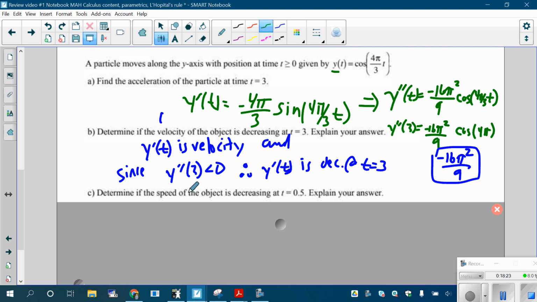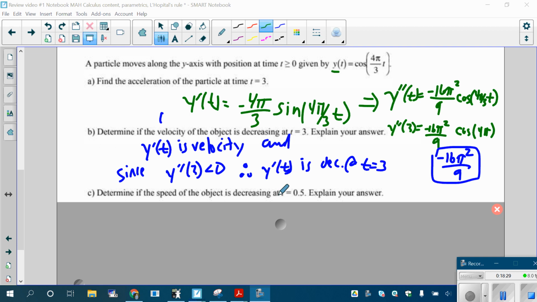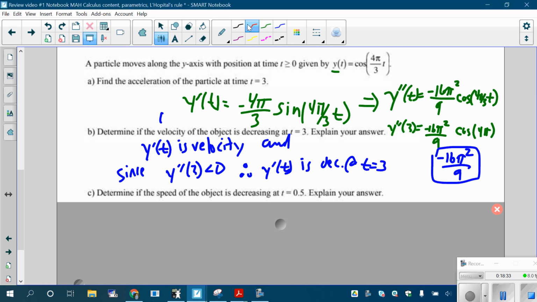I think that you guys aren't that familiar with this. It says determine if the speed of the object is decreasing at time 4.5. Speed decreasing, I'm going to put another phrase in here that you see more often. In other words, is the object slowing down? You have to be really careful with this. You have a velocity function, not a speed function. Speed is the absolute value of velocity.